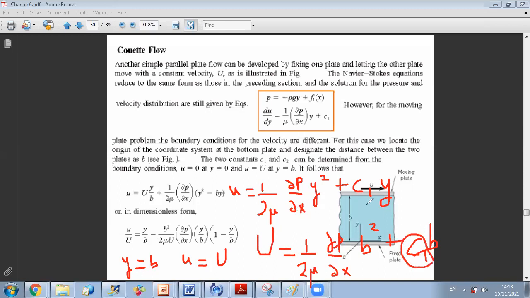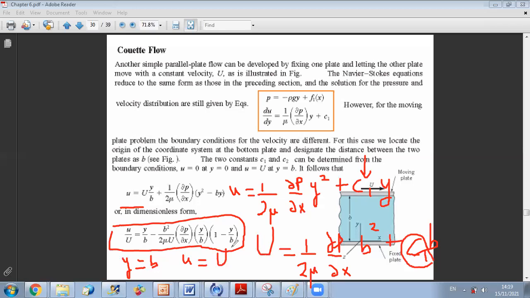And then when you plug C1 in your equation here, after some simplifications and taking common factors, you can come up with the following relation: small u over big U is y over b minus b squared over 2 mu times big U times del p by del x times y over b factor 1 minus y over b. Okay. Now, let us do some interpretation of this result.